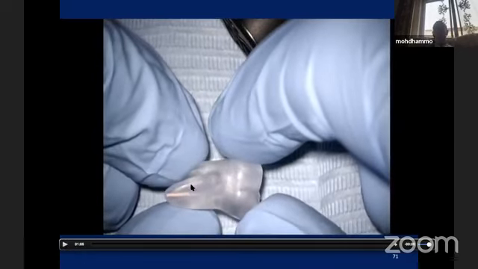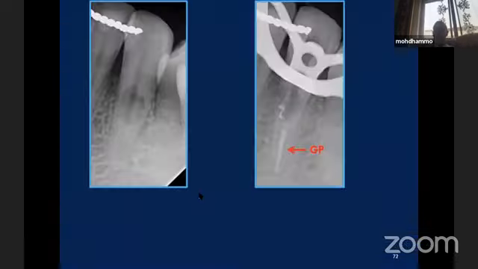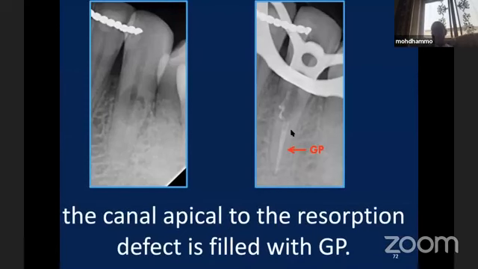Now you can see here, the apical part is filled with gutta-percha. We will use this gutta-percha as a barrier, to prevent our MTA from going further than what we need. So let's see here. This is the apical part filled with gutta-percha. It is used as a barrier.